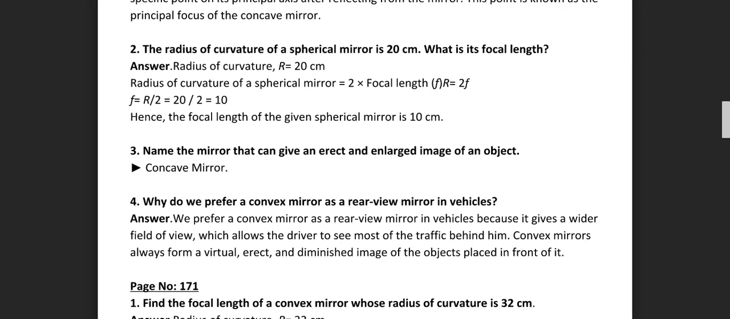So why do we prefer a convex mirror as a rear view mirror in vehicles? That's the most important thing. We prefer a convex mirror as a rear view mirror in vehicles because it gives a wider field of view which allows the driver to see most of the traffic behind him.